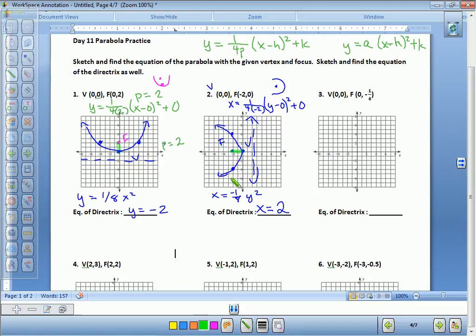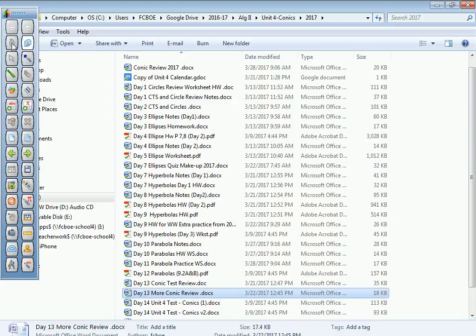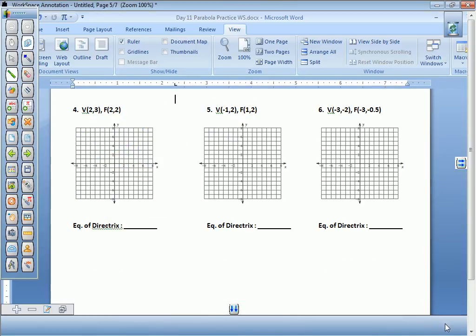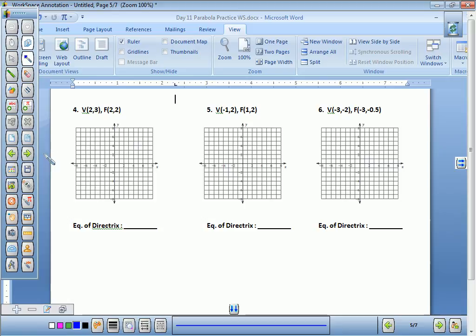Okay. So, oops, that's not what I meant to do. I meant to hit this. All right, let's do one that's not at the origin. All right, Mary, which one looks good to you? 4, 5, or 6?